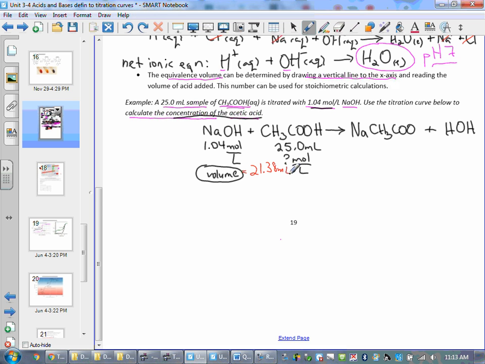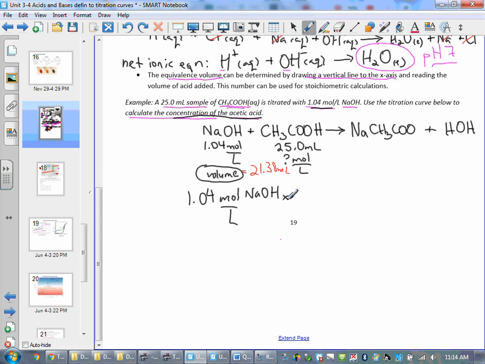So Sam, what should our next step be? Convert to moles of known. So which one is known, Sam? The one on the left. The one on the left, the sodium hydroxide. Perfect. So we're going to take this 1.04 moles per liter. This is of our sodium hydroxide.